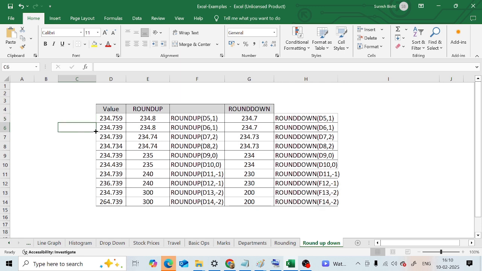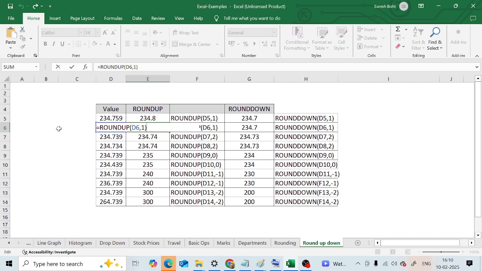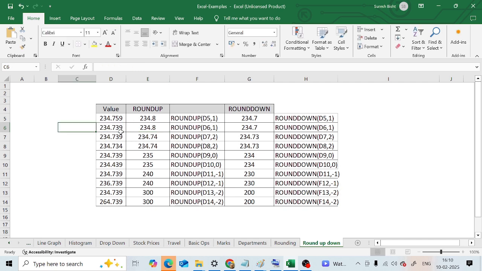You can see the next example also, 234.739. I've used the same formula, ROUNDUP D6 and 1. So 234.7, there's a 3 after 7, and yet it would round it to 234.8 because we have used the round up function. Round down, on the other hand, rounds on the lower side.